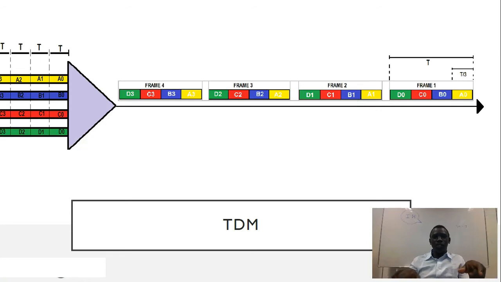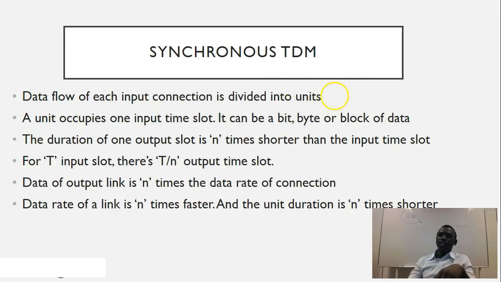This is the entire connection of the 4 channels. Now, time division multiplexing is divided into 2 types: synchronous and asynchronous time division multiplexing. Basically, the difference is that in synchronous time division multiplexing, we separate frames according to the time.